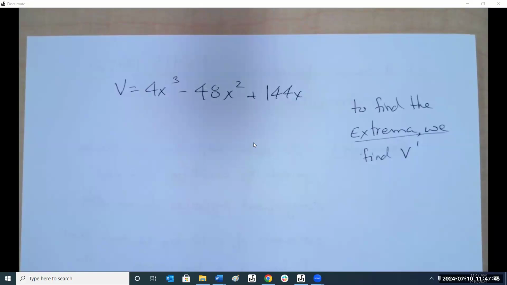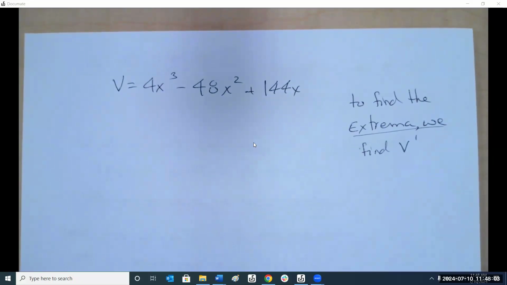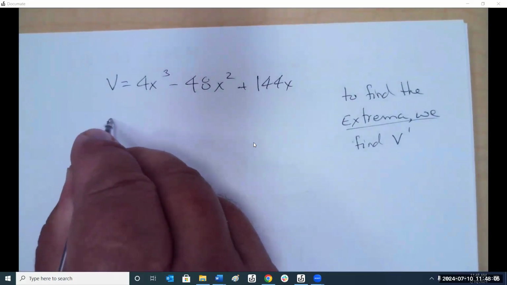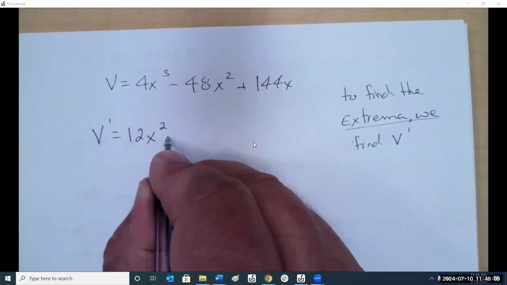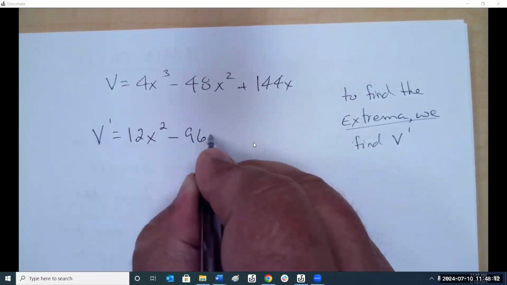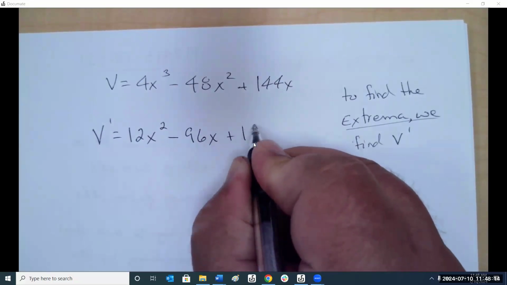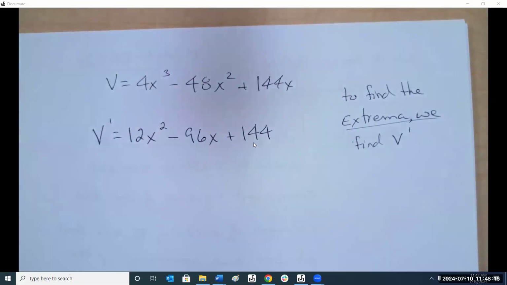The places where the slope is zero, so it's the first derivative. The second derivative tells us where the bending stops being concave up and starts being concave down. So it's a change of concavity. That's what they call a point of inflection. So we have to take the first derivative. We get 12x squared minus 96x plus 144.